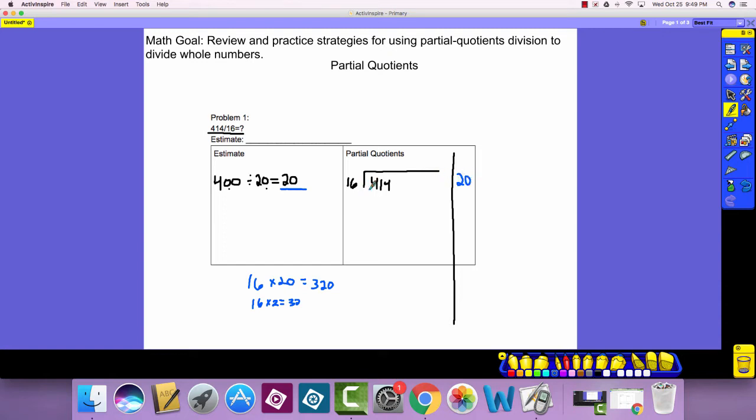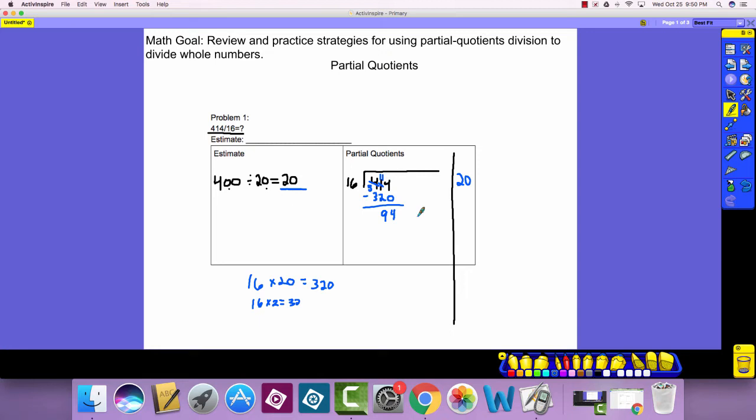So 16 times 20 is 320. And then I'm going to subtract 414 minus 320. 4 minus 0 is 4. Can't take 2 from 1, so I'm going to go next door and grab some more 10s. Be careful in your subtraction. Make sure you're doing it correctly. 11 now minus 2 is 9. And 3 minus 3 is 0. So pause the video and get that down.